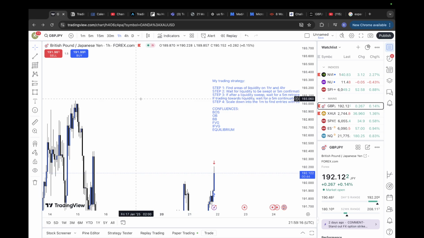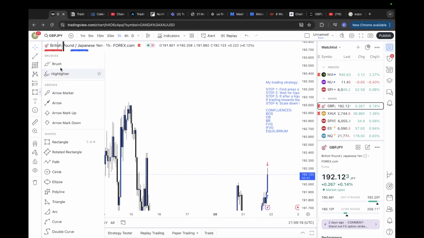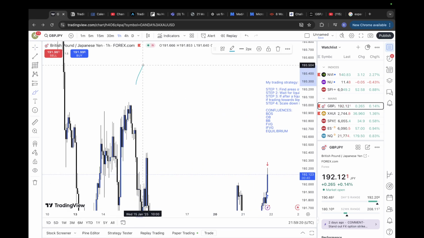Liquidity lies, as we know, at highs and lows. A high is a move up and then a move down, and a low is the opposite, a move down and then a move up. So we know that liquidity lies above highs and beneath lows. An example here, really easy to find out.